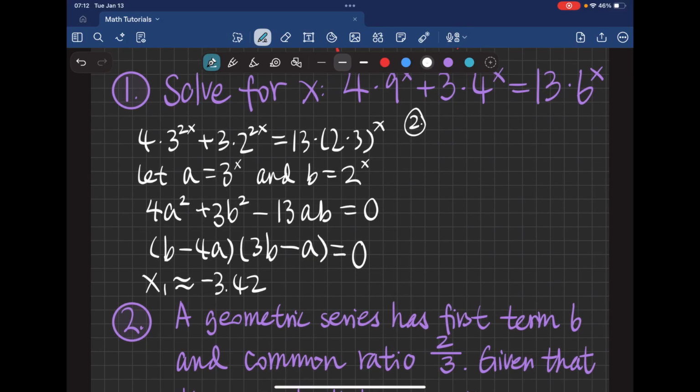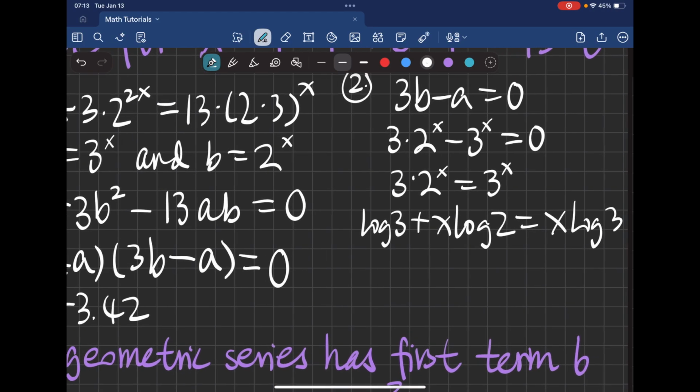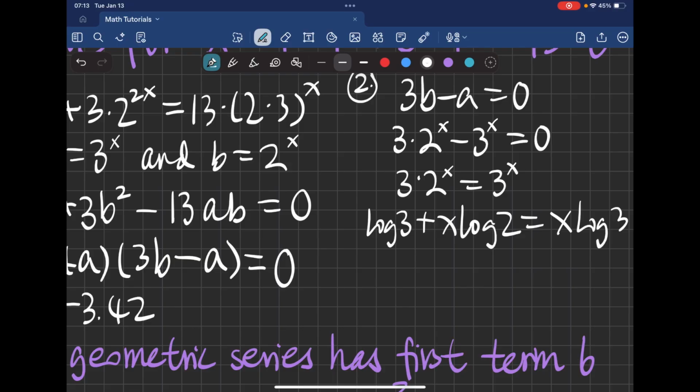The second situation, 3b minus a equals 0. That means 3 times 2 to the power of x minus 3 to the power of x equals 0. So 3 times 2 to the power of x equals 3 to the power of x. Then it's just log 3 plus x log 2 equals x log 3. And for the same reason I just explained for the previous occasion.